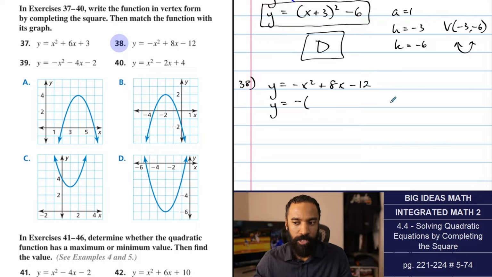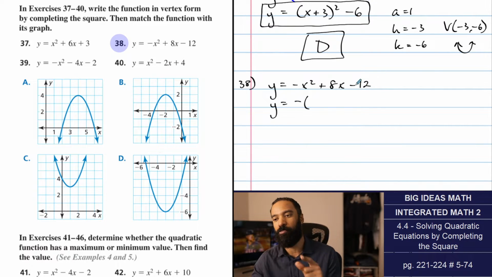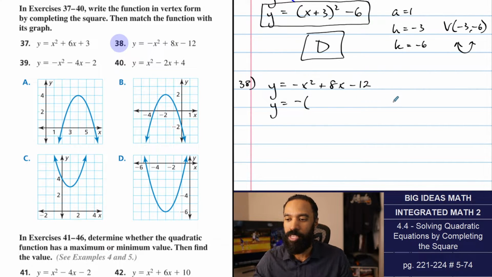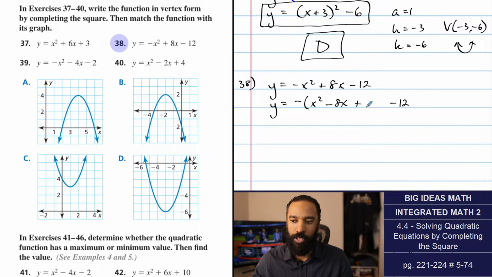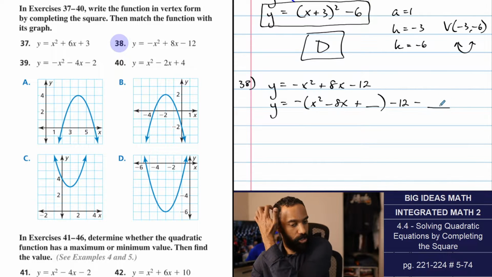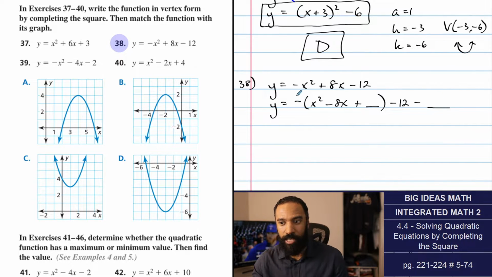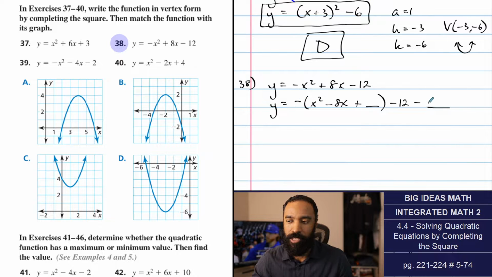Not of all terms, though. This -12 is not involved, and I think that's partly why they add the 12 over. Please keep in mind, this -12 is not a part of the completing the square process, but I need a positive 1x squared for these two terms. X squared minus 8x. We're going to add something that'll complete the square here. Now, two things got to happen here. Number one, I'm going to subtract what happens here. Number two, that thing that I subtract also needs to be multiplied by this -1.